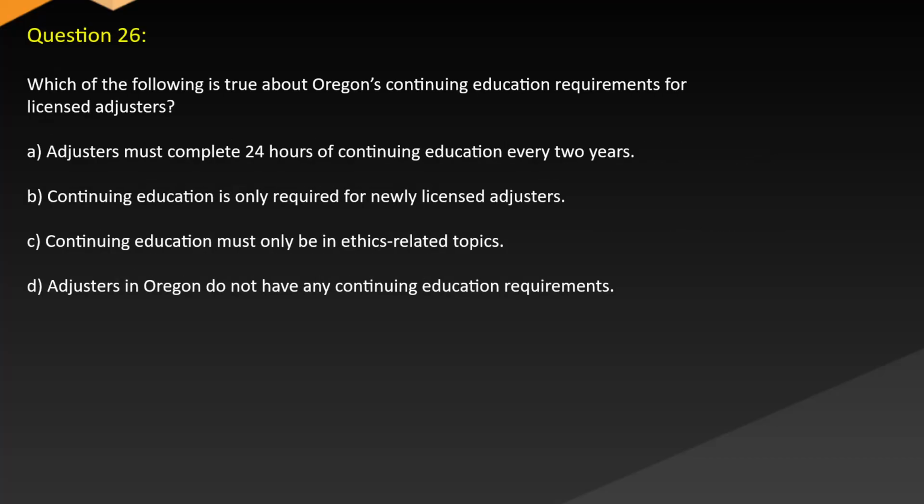Question 26. Which of the following is true about Oregon's continuing education requirements for licensed adjusters? A. Adjusters must complete 24 hours of continuing education every 2 years. B. Continuing education is only required for newly licensed adjusters. C. Continuing education must only be in ethics-related topics. D. Adjusters in Oregon do not have any continuing education requirements.